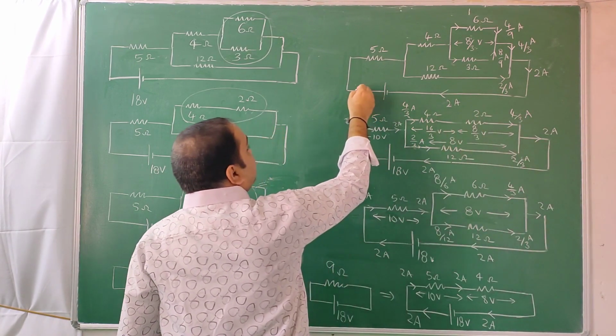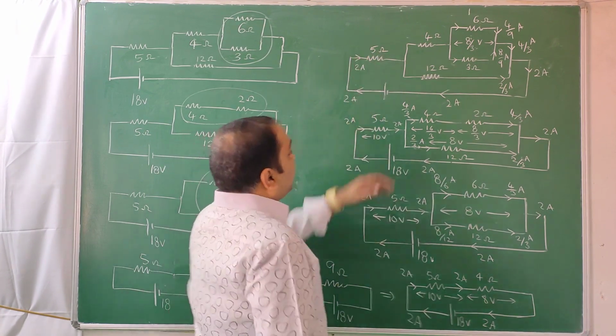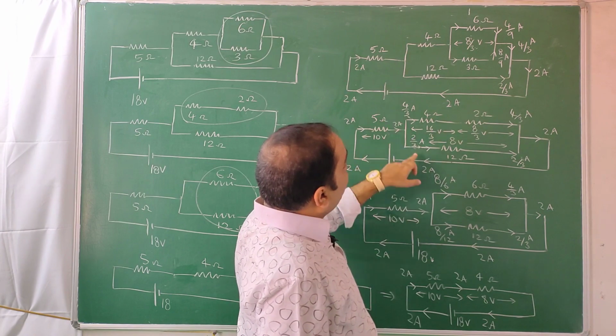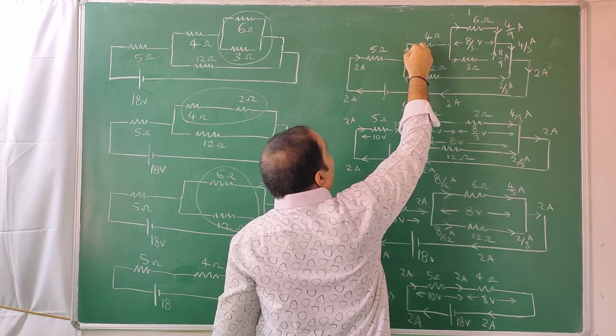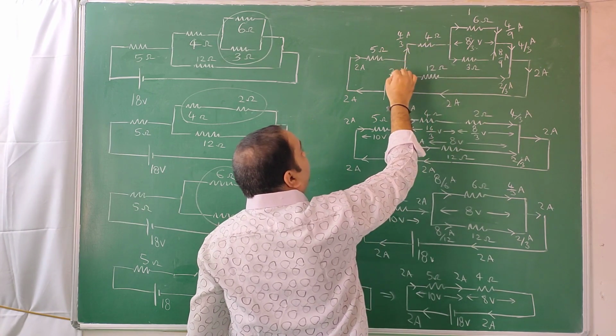It comes back into the battery as 2 amps. So this 2 amperes which is coming out of the battery goes into this as 2 amps. Here it splits into 4 by 3 and 2 by 3, 4 by 3 amps and 2 by 3 amps.